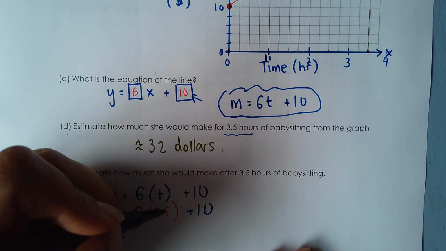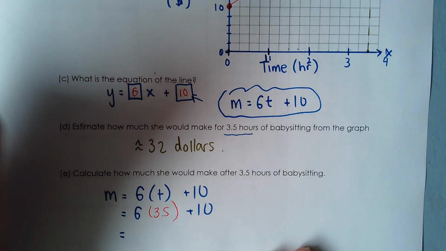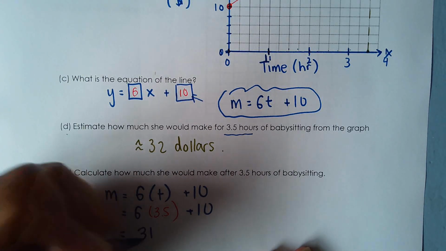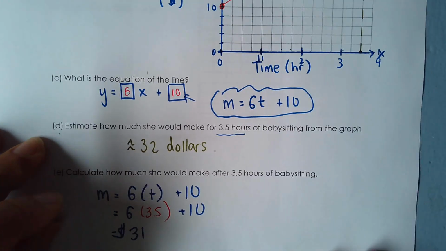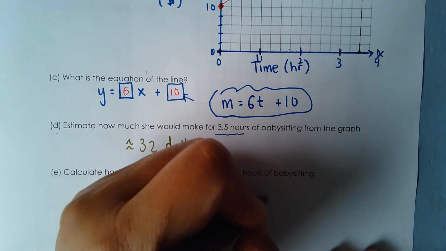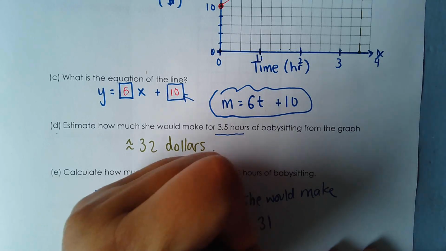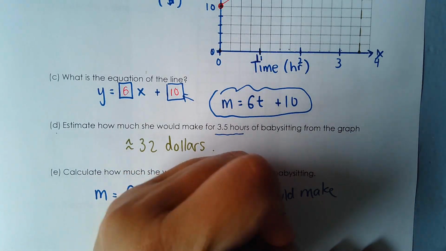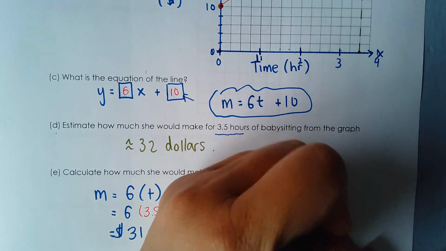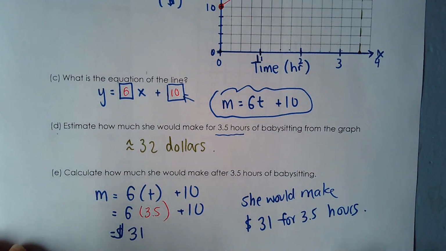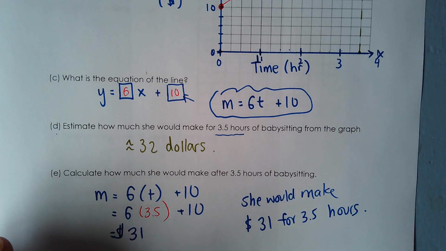So 6 times 3.5 plus 10 works out to $31. So she would make $31 for 3.5 hours. Okay, so that's example 1. Let's move on to example 2.